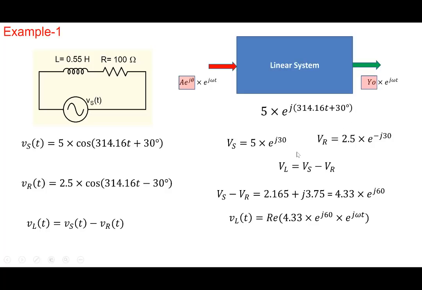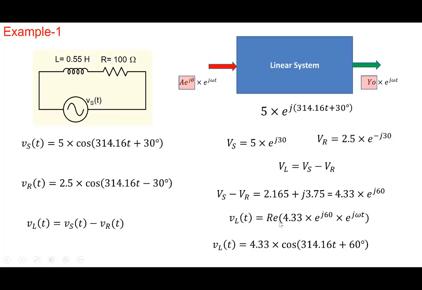But, you know, we need not write it in every term. Everywhere we need not write it. Later on at the end, we add this e to the power j omega t. And remember what our final result is going to be? The real part of this. So the real part will be the cosine part, 4.33 cos(314.160 t plus 60 degrees) here.